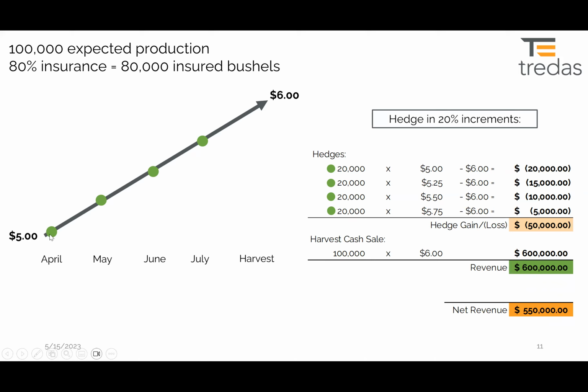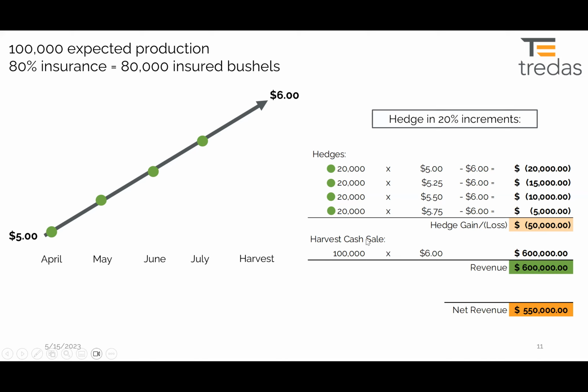So if we start hedging at $5, and the next increment we do is 5.25, the next increment 5.50, the next increment 5.75 to get to the 80,000 done, and at harvest we're at $6. We will have hedge losses of the first 20,000 bushels from $5 to 6 is a $20,000 loss, 5.25 to 6 is 15, and so on. We'll have a $50,000 hedge loss, which is all of our hedges compared to the current market of 6, going to create a $50,000 hedge loss.